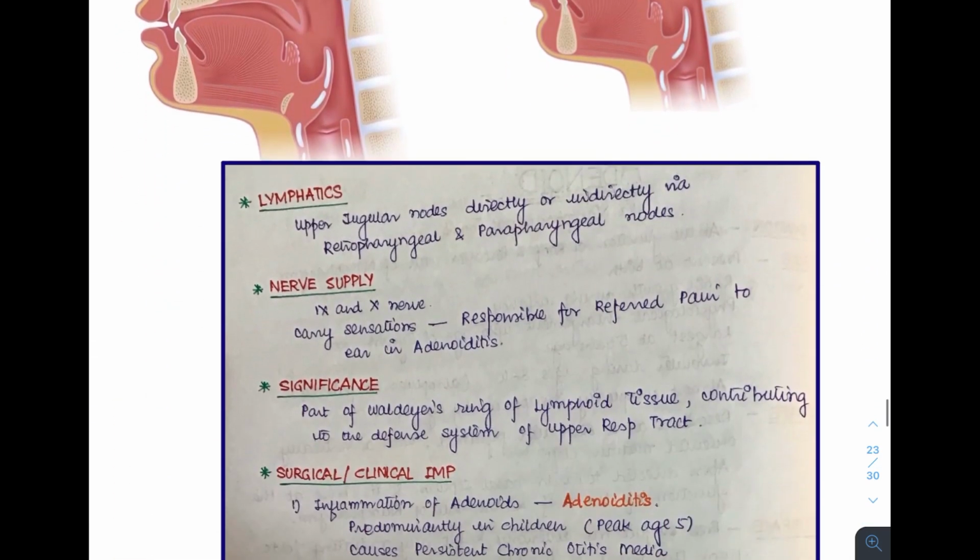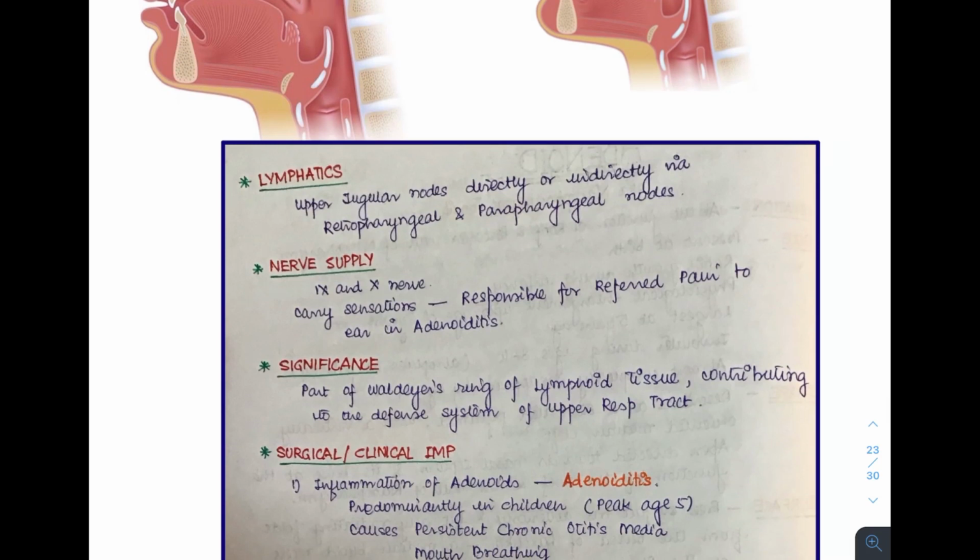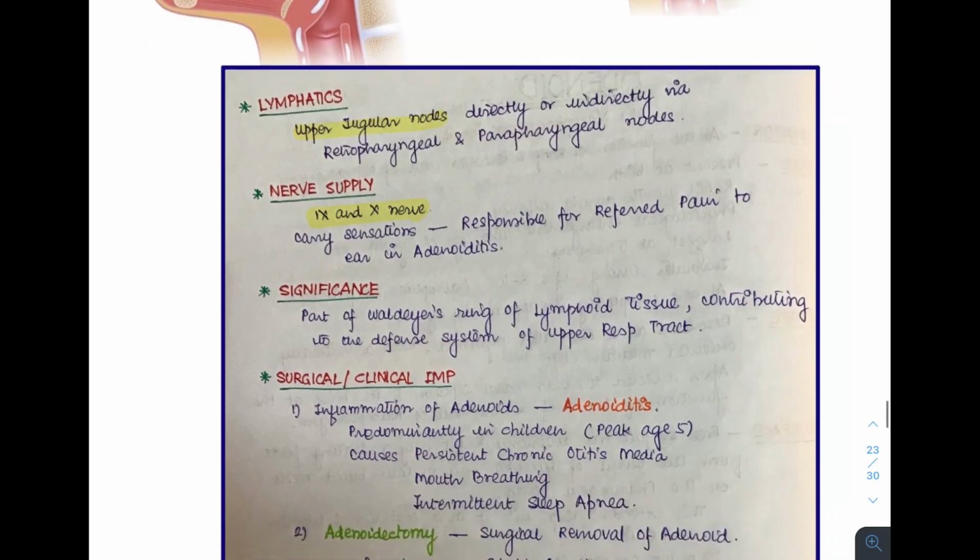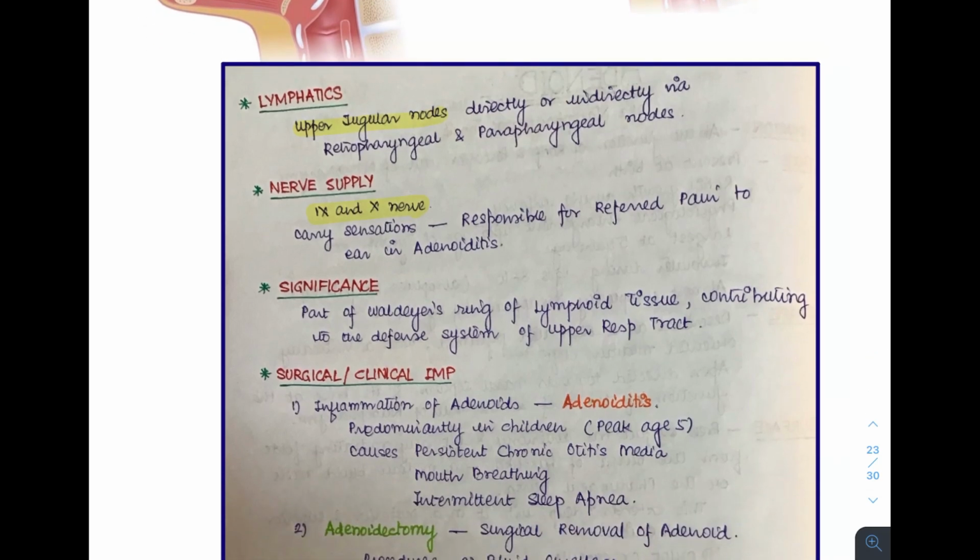The lymphatic supply drains into the upper jugular nodes directly or indirectly via the retropharyngeal and the parapharyngeal nodes. It is supplied by the 9th and the 10th nerves. These nerves carry sensation and are responsible for referred pain to the ear in case of adenoiditis, which is basically inflammation of the adenoids. It forms a part of the Waldeyer's ring, as I already told you, therefore giving some contribution to the defense system of the upper respiratory tract.